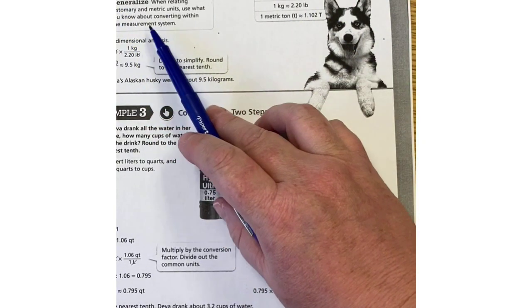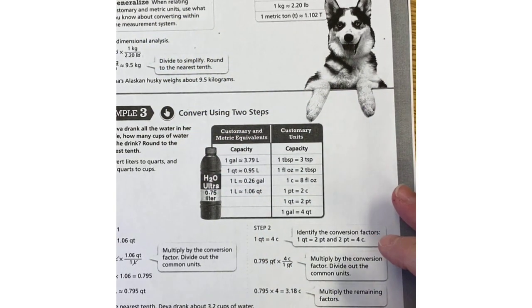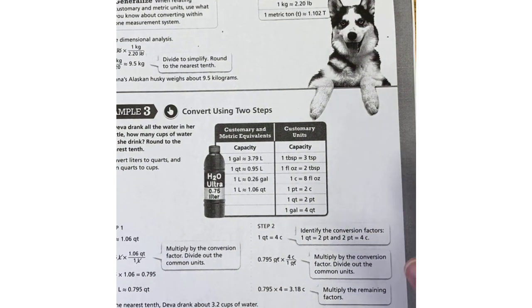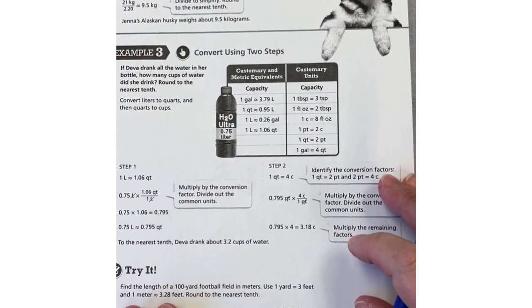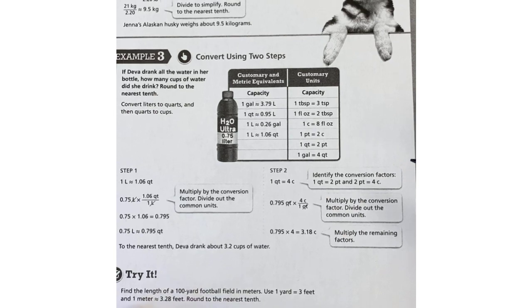And it's really good to make sure that you're using those conversions within one measurement system too. So remember which one is in the English system and which one is in the metric system. That is also helpful. But let's take a look at example number 3.